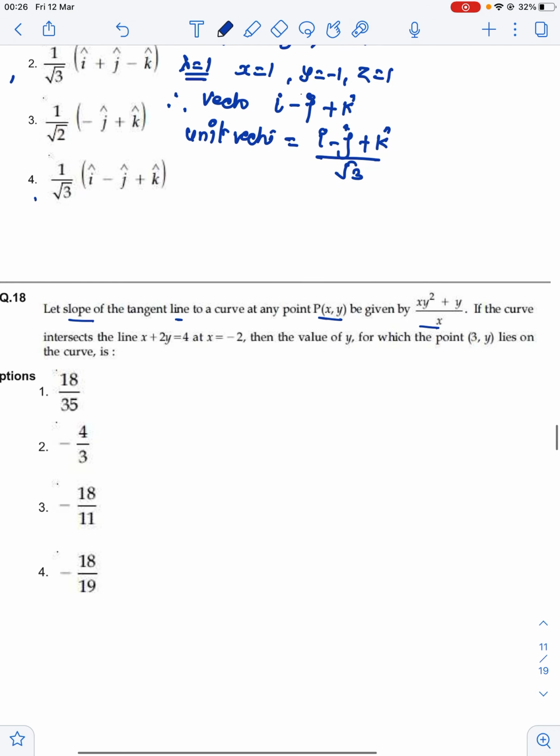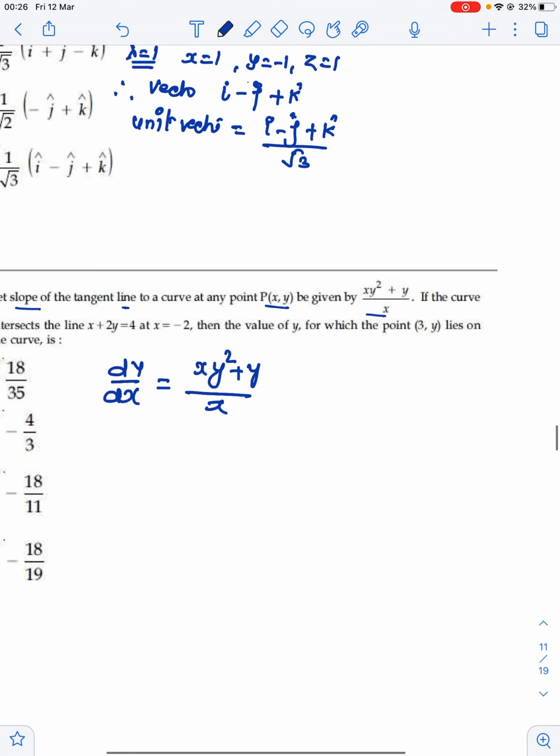Question number 18, differential equation question. Let the slope of tangent. So slope of tangent we know is dy by dx at a particular point. So directly they have given dy by dx, that is slope of the tangent at a point is x y square plus y by x. So if I cross multiply, this will be x dy by dx minus y is equal to x y square plus y.